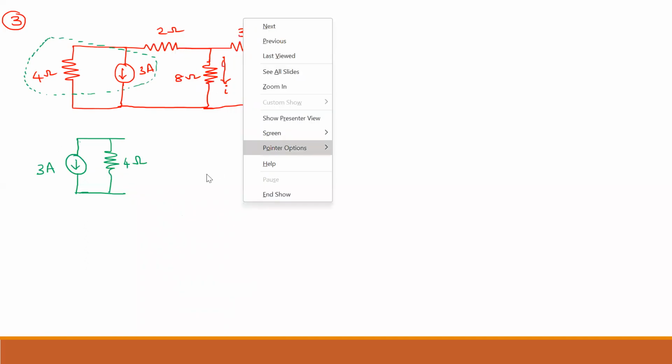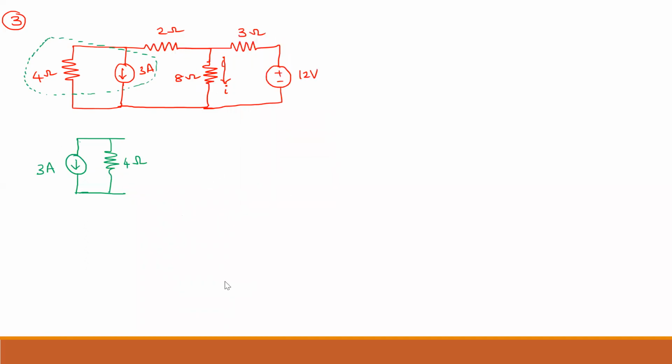Now, how to convert this one? A voltage source: the positive terminal is towards the ground side. Remember that. So the positive side is towards the ground side. And the resistance, this 4 ohm resistor, you can write it over here. And what is the voltage? V is equal to I into R. So in this case, you will again get 12 volt.